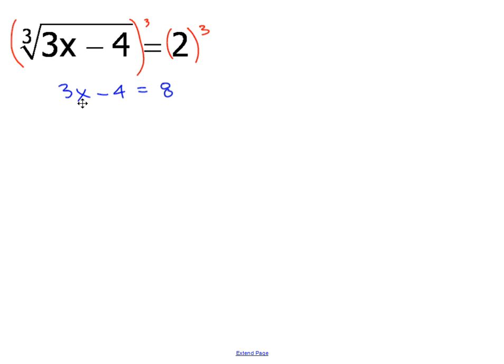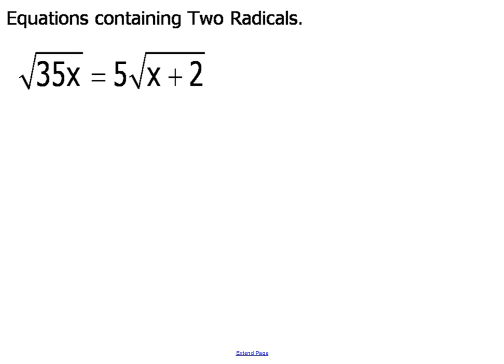Now my last step is to solve this equation for x. So I would add 4 to both sides, get that 3x equals 12. Then I would divide both sides by 3 and get that x equals 4. Before I say that this is my final answer, I have to check it. So when I put 4 in, 3 times 4 is 12. 12 minus 4 is 8. The cube root of 8 is 2, and 2 is equal to 2. So that's a true statement. So this is now my final answer.